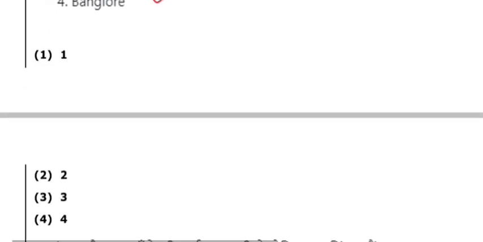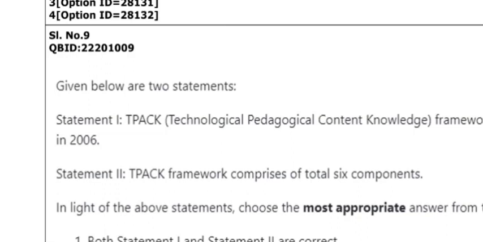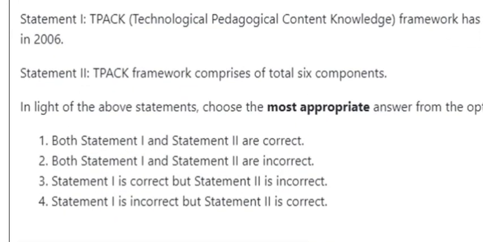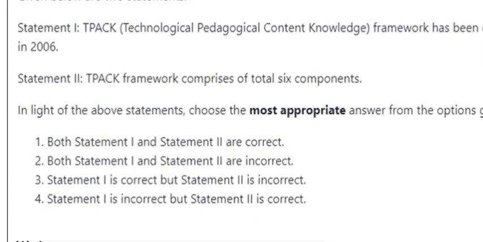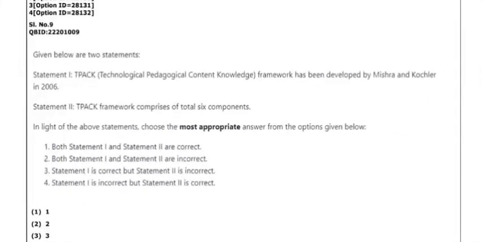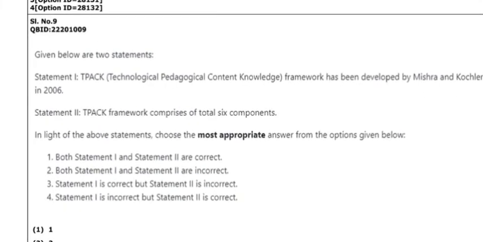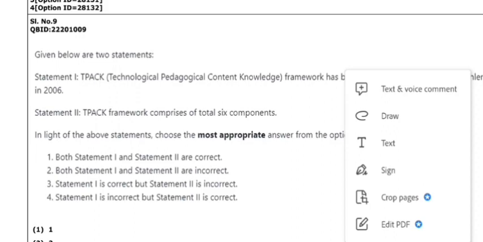Please verify it. Number 9 says, given below are 2 statements. Statement 1 says, TPACK, Technological Pedagogical Content Knowledge framework, has been developed by Mishra and Koehler in 2006. Statement 2 says the TPACK framework comprises a total of 6 components. Now, in light of the above statements, we have to choose the most appropriate answer from the options given below. Option 1 says both statement 1 and statement 2 are correct. Option 2 says both statement 1 and statement 2 are incorrect. Option 3 says statement 1 is correct but statement 2 is incorrect. Option 4 says statement 1 is incorrect but statement 2 is correct. So the correct answer will be option C: statement 1 is correct but statement 2 is incorrect.